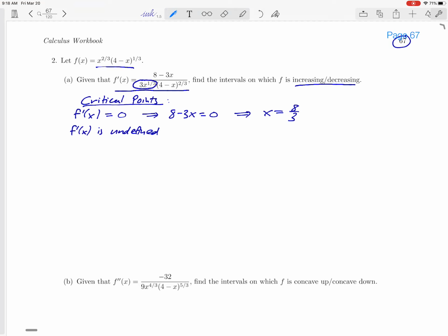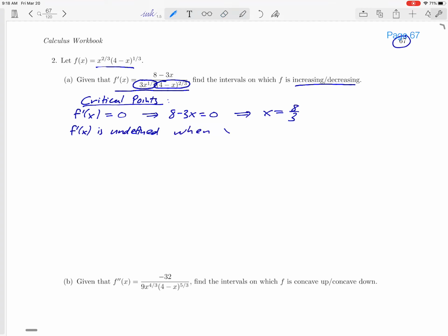There are kind of two terms. There's the 3x to the 1/3. Notice that that's 0 when x is 0. So that's one place where our fraction would be undefined. And then the second term, 4 minus x to the 2/3, that's going to be 0 when x is equal to 4.